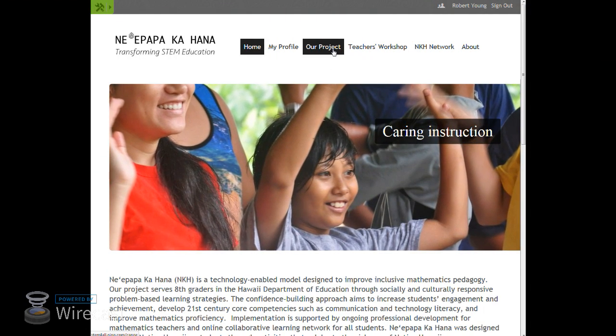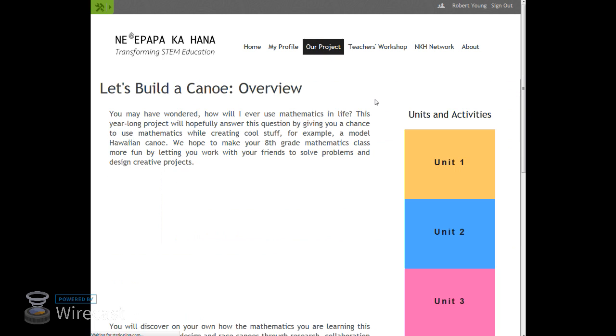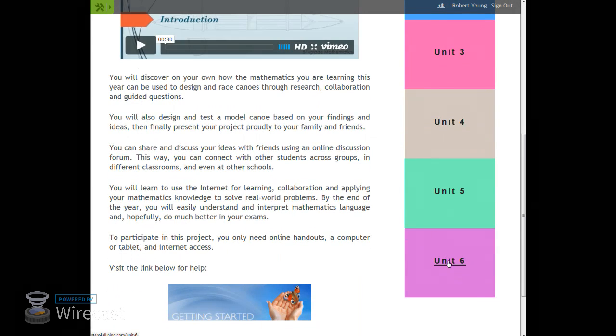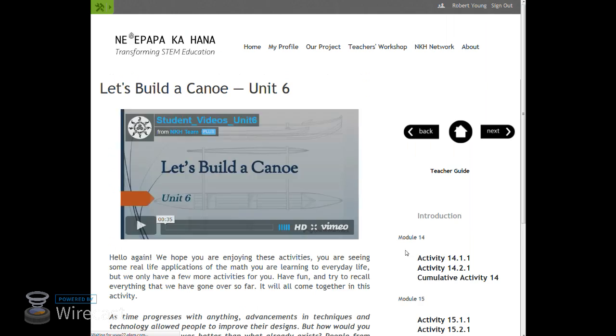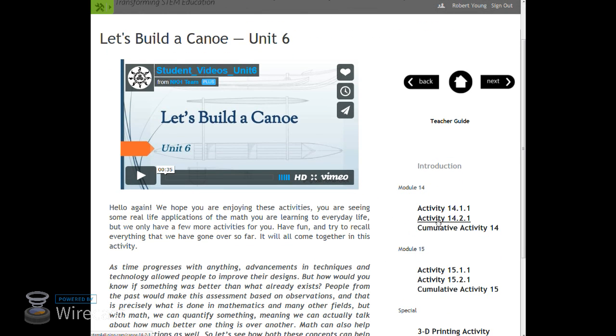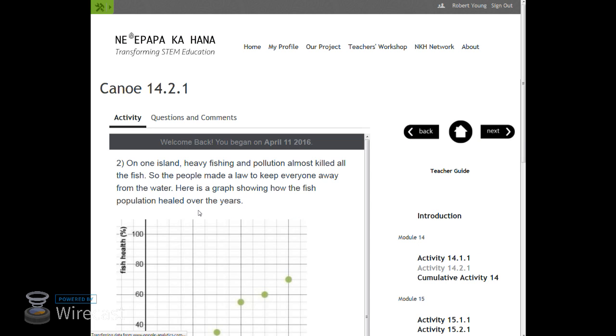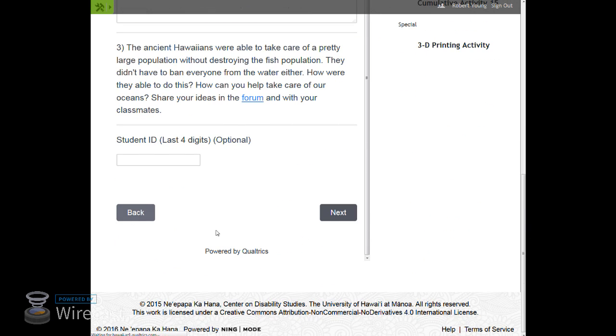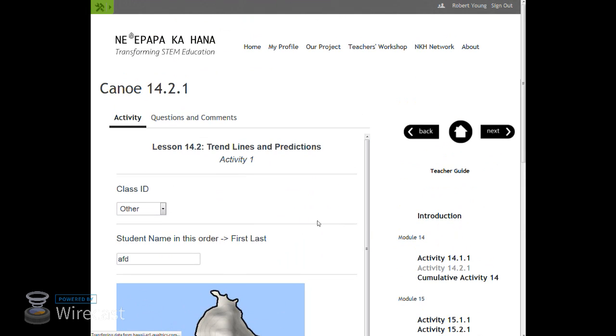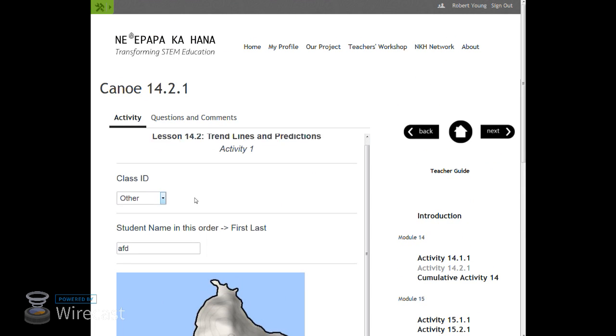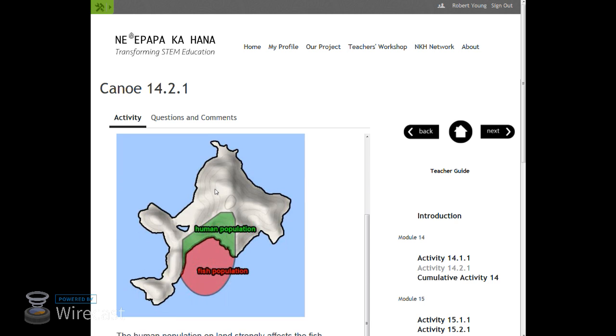We're going to go to our project, then down to Unit 6. The first activity we're going to look at is 14.2. In this activity, we're looking at scatter plot data, then doing a line of best fit and making predictions with that line. We're talking about how the density of the human population affects the health of the fish population.